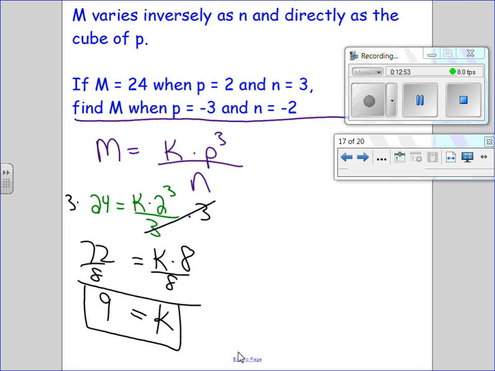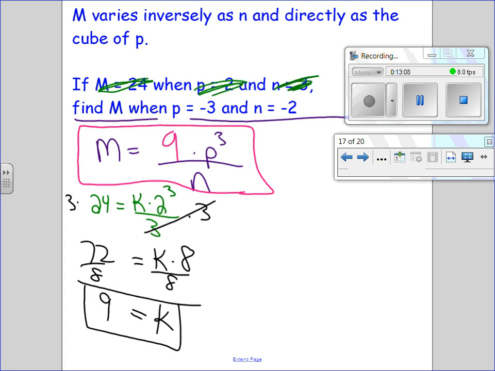Now we're going to go up and do our pink steps. We erase our K, and we put our 9 in for K. Put a box around it. Now, just like before, once you use the 24, and once you use the 2, and once you use the 3, you're done with them. So maybe even scribble them out so you don't accidentally use them again. We're ready to do our final step and use the numbers we haven't touched yet.